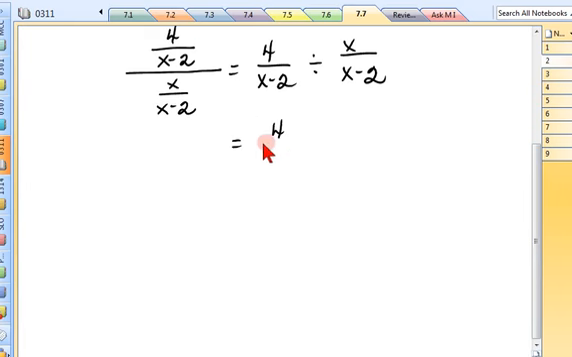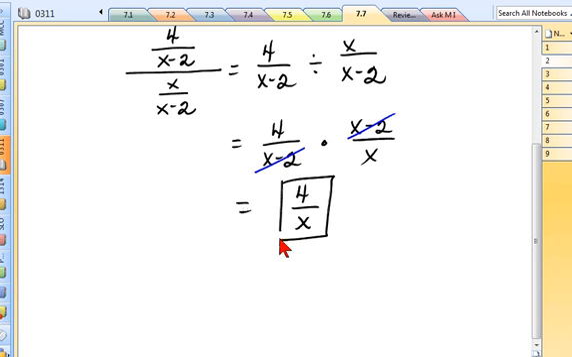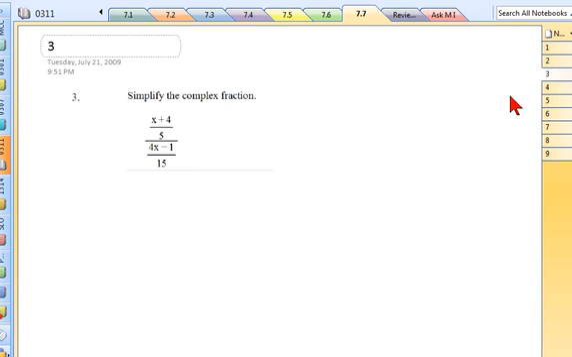So keep, change, flip. Keep 4 over x minus 2, change to multiplication, invert the second fraction. And now check to see if there's anything you can reduce. Yes? Do you see the x minus 2's are common factors? Anything else? I don't think so. My final answer will be 4 over x. These type 1 problems are very easy to do. Let's look at the last one of those. Number 3. Just more of the same.